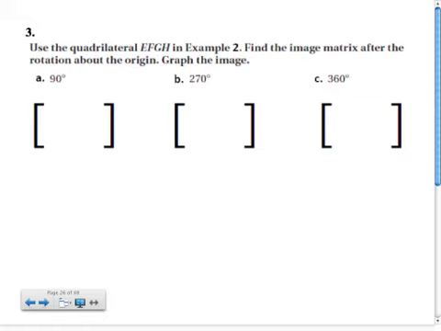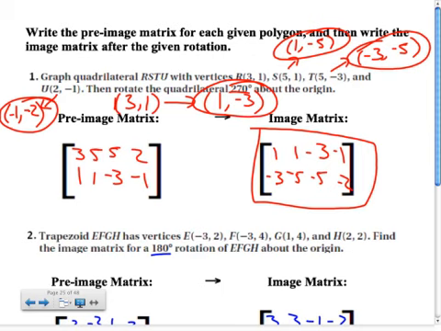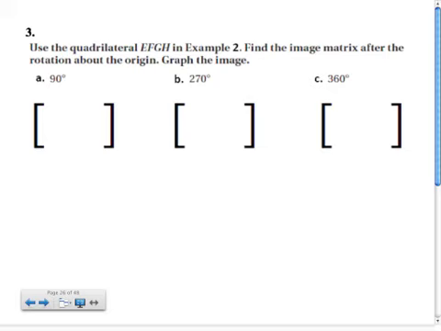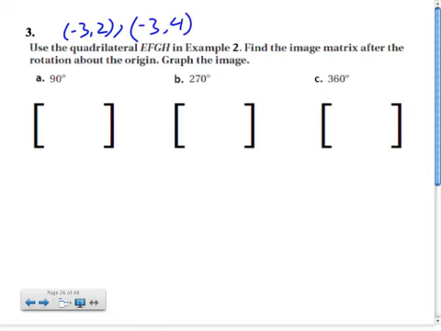All right. So now we're still using the same quadrilateral that we just had, so I'm going to have to go back and rewrite this. So EFGH. So E is -3, 2. So, I'm just going to write the coordinates up here. -3, 2. -3, 4, and 1, 4. So, -3, 4, 1, 4. And the last one was 2, 2. All right, so I got to use those to find the image matrix after the rotation about the origin.